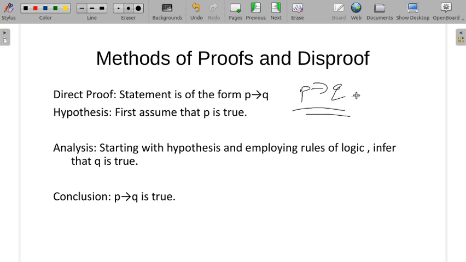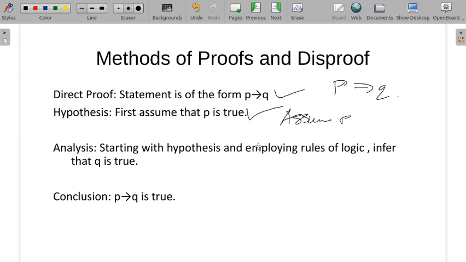Okay, so the first form of method of proof is direct proof. In direct proof, the statement will be given in the form of P conditional Q. We assume that P is true, and using laws of logic and rules of inference, we prove that Q is also true. So P is 1, Q is 1, then P conditional Q will be 1, truth value. So we conclude that P conditional Q is true.